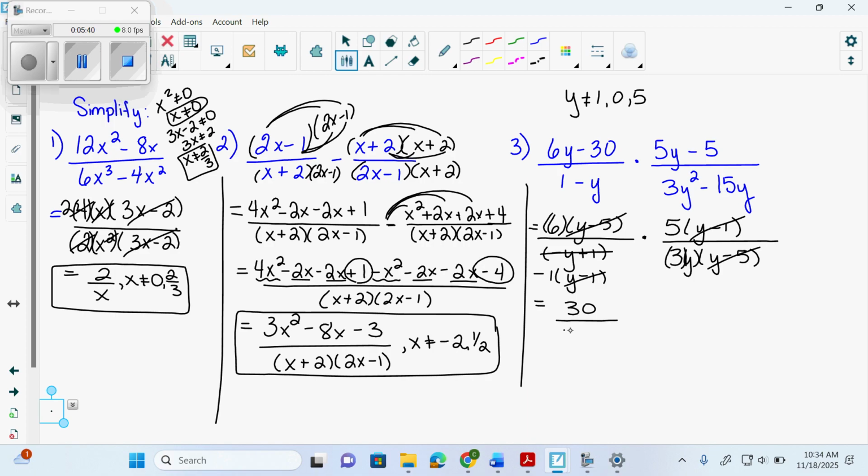So I'm left with 30 over negative 3y. And then I can take a 3 out of both. You take a negative 3 out of both, actually. This will become a 1, that'll become a negative 10. And so we get negative 10 over y. y can't equal 1, 0, and 5.